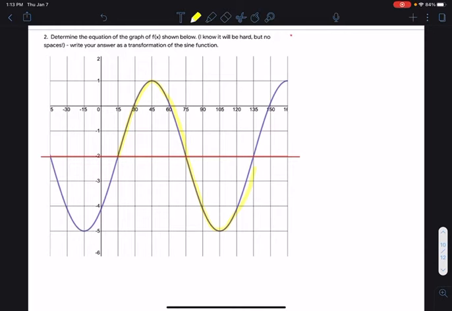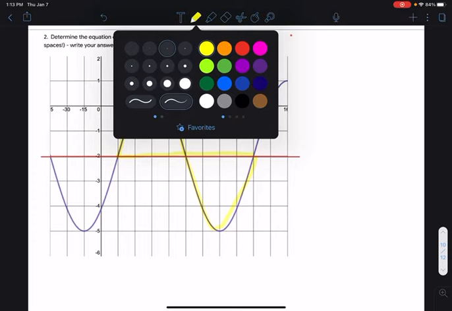Let's try that again. One cycle. Good enough. And then count the cycle. So from 15 to 135. So let's fill in all our information.